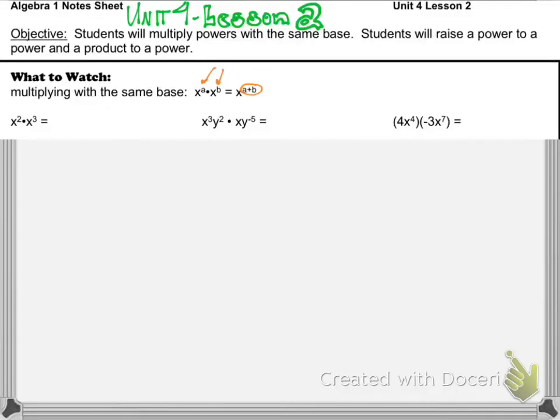Here we go with lesson 2, multiplying exponentials. So, you can see here, this is the rule. If we're multiplying x squared times x to the third, we add the exponents and get x to the fifth. A little bit of why.